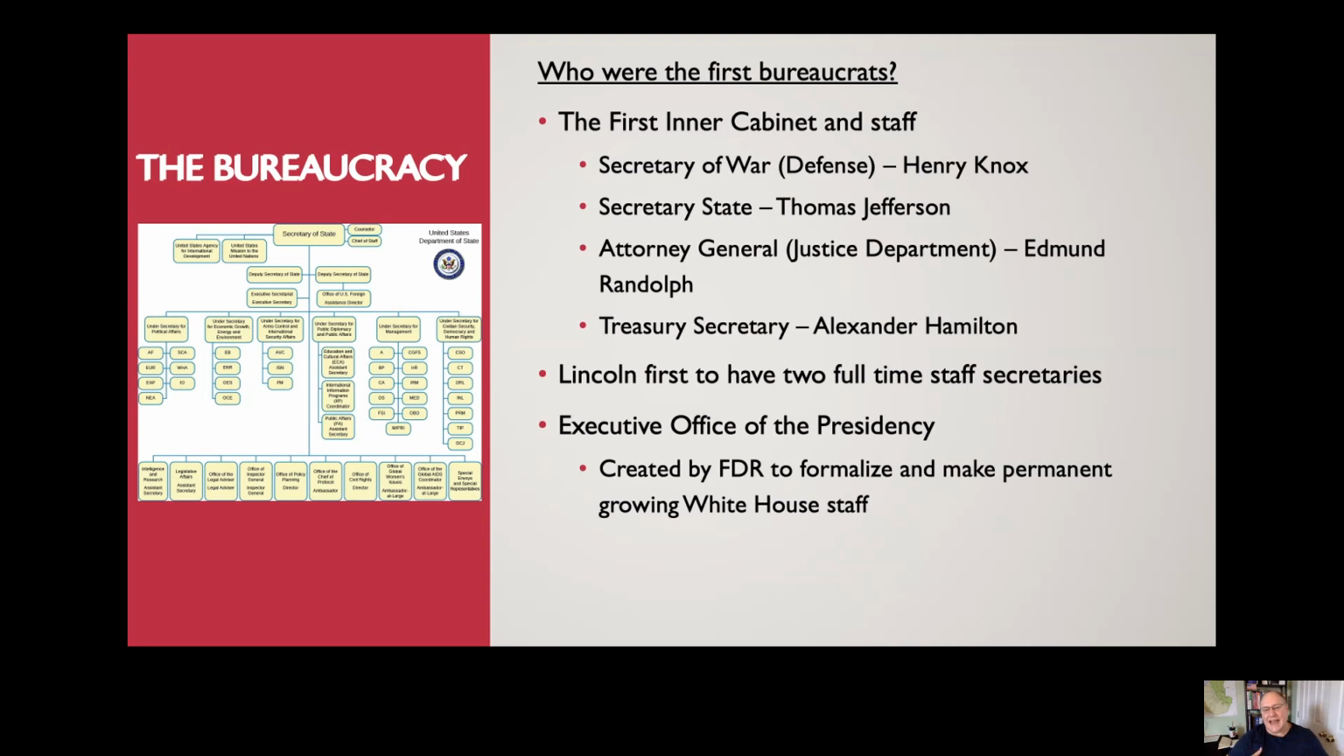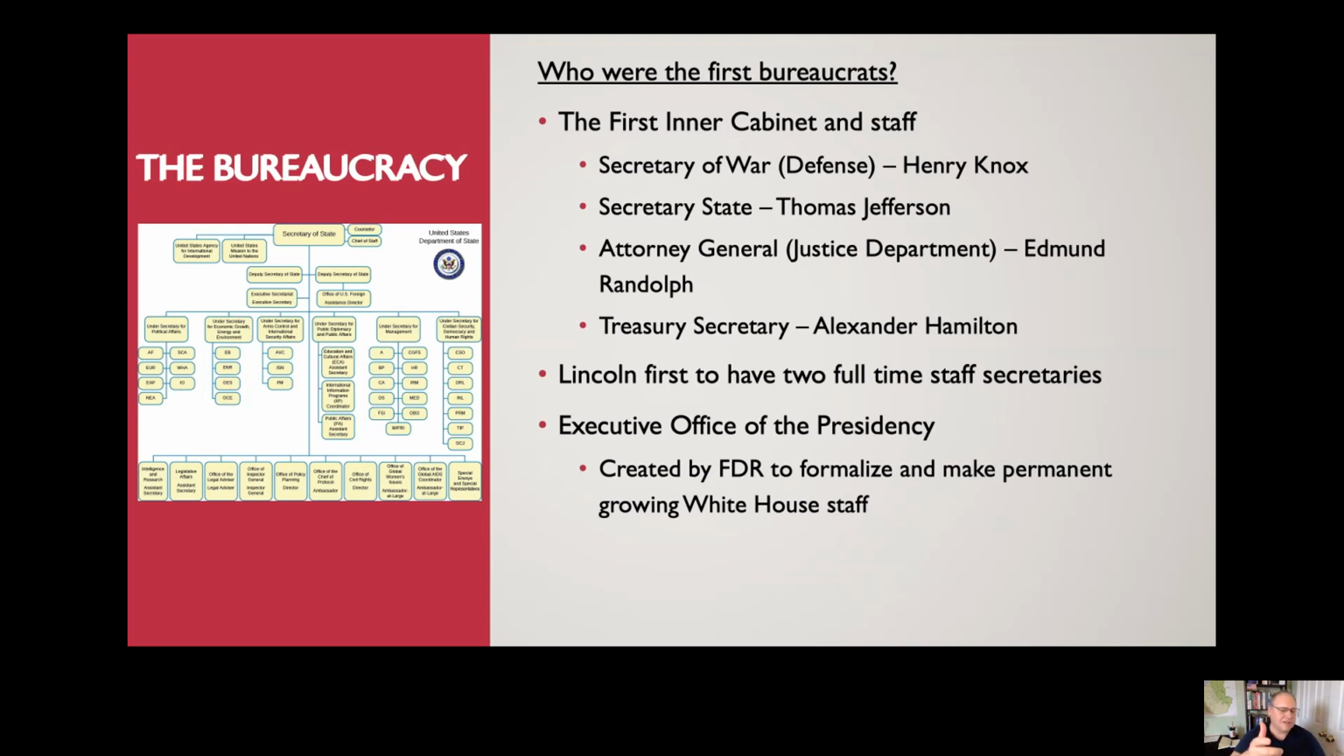But Lincoln was the first to have actual full-time secretaries to help him with his letters and correspondence. And then under FDR, the function of folks helping the president do their job full time had grown to the point that they had to formalize it, and they created the Executive Office of the Presidency. So there are now hundreds of folks that work directly for the president, helping them do their day-to-day job, and that's a part of how the presidency has evolved over time.